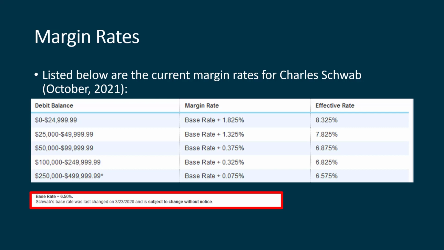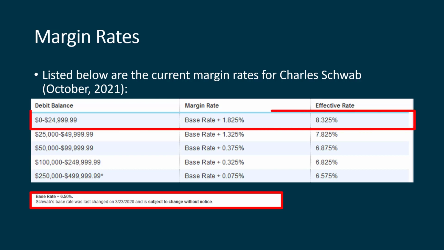Now, this can change at any time, but at Charles Schwab, the bigger your account, the lower your interest rate. I will guess that since most of you watching this are beginning in the stock market, you'll probably fall in the $0 to $24,999.99 category. So you would pay the base rate, which is 6.5% as I record this, and then an additional 1.825% to make that an effective rate of 8.325%.